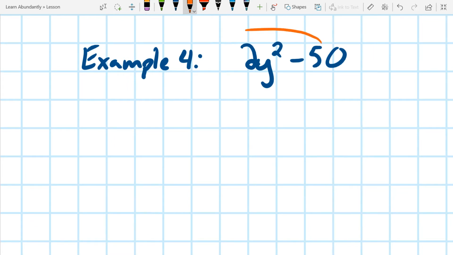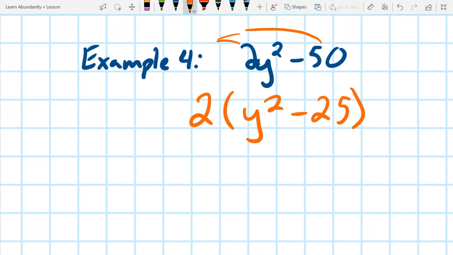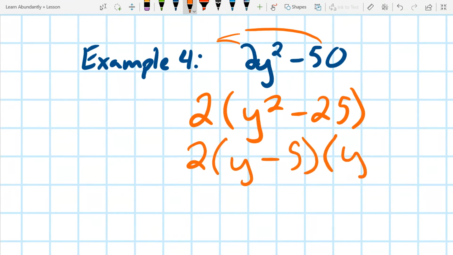Did you notice that they both, I could take a 2 out of both of them. I could take out a common factor. And when I do that, I get 2 on the outside, y squared minus 25 on the inside. Now if I just focus on the inside, it looks like a difference of squares again. So 2, and then I have a y minus 5 and a y plus 5. It doesn't matter which one of these goes first, but it does matter that we still have that 2 on the outside.